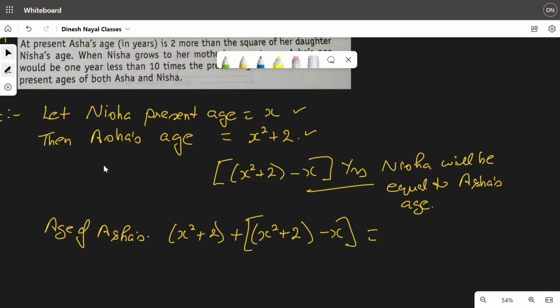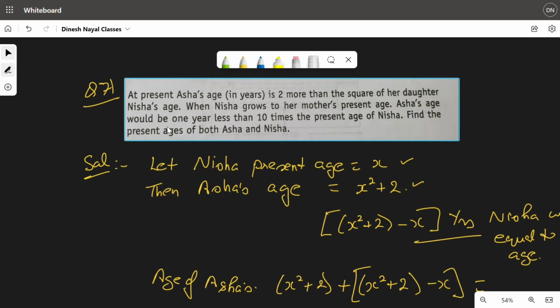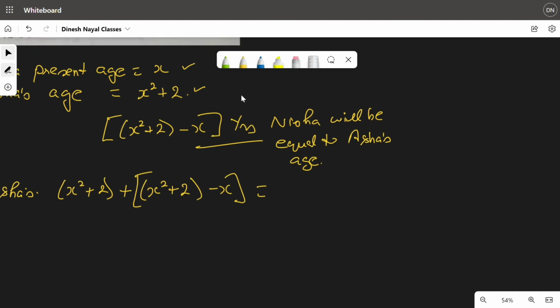So this is equal to what? Asha's age would be 1 year less than 10 times the present age of Nisha. What's the present age of Nisha? It is x. So that is 10x, so this will be 10x minus 1. So this is our equation which we have to solve.